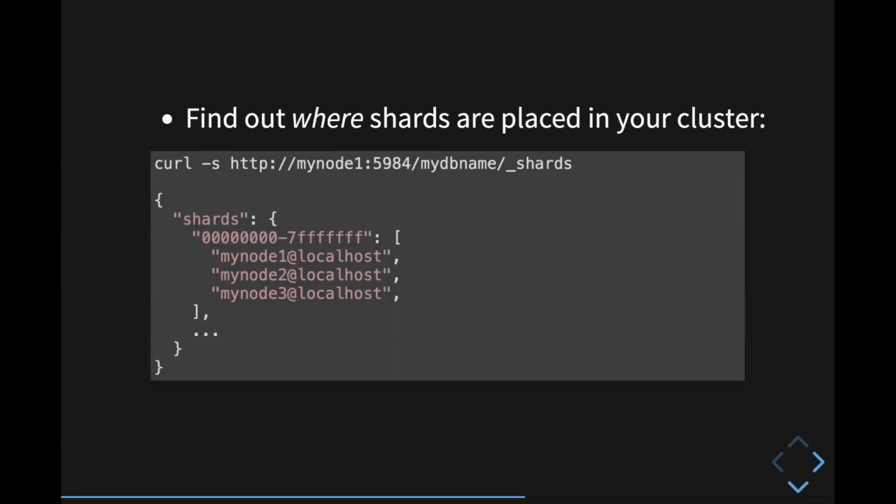You can also find out where exactly shard replicas are placed in your cluster by calling the database name /_shards endpoint. So for example, this will tell me that the first shard here with this shard range, 00000000 to 7FFFFFFF, etc. is stored on node 1, 2, and 3, which is how it should be. But for example, if you had 4 nodes and N equals 3, it might be 1, 2, 4, for example.